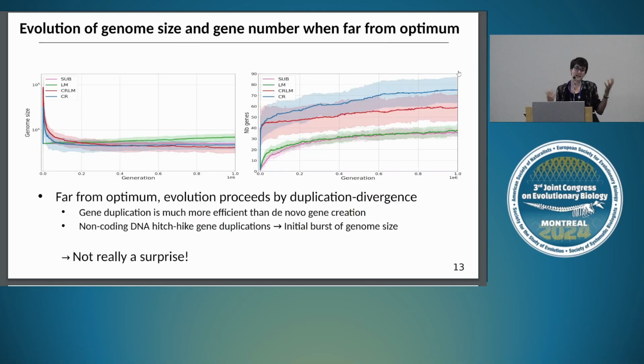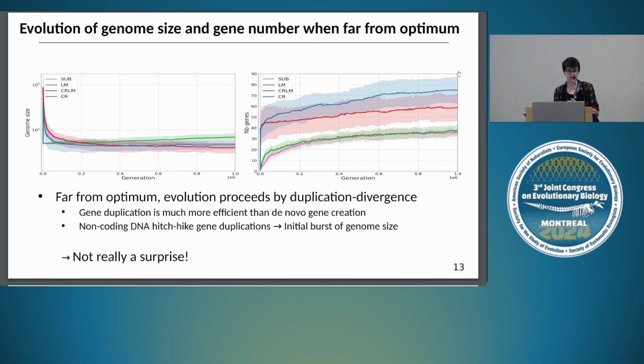And that we can easily explain if we look at what happens in detail in the simulations. So here on the left, you have the number of genes, and you can see that it increases very rapidly at the beginning of the simulations because we have gene duplications that are possible through rearrangements, and that's a very efficient way to improve your fitness when you are far from the optimum, much more efficient than de novo gene creation that we have with the other mutational scenarios.